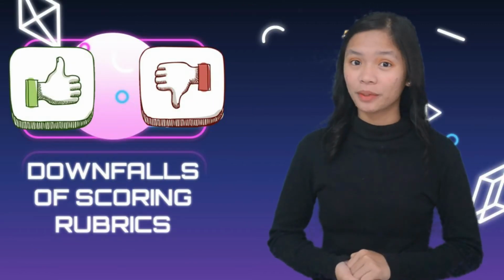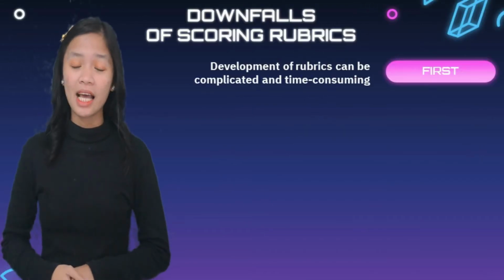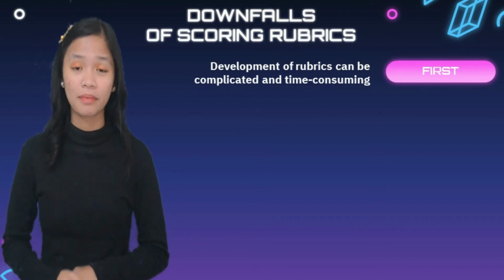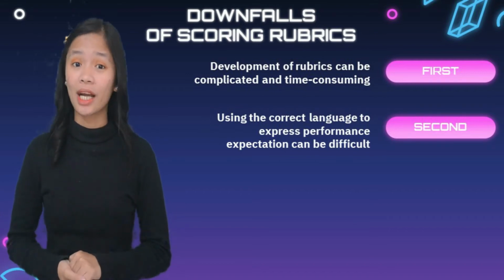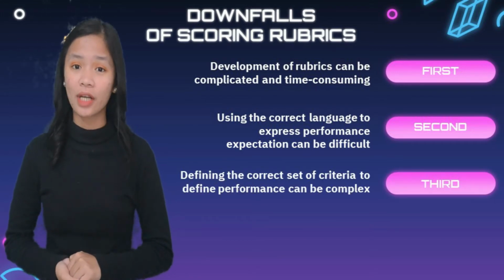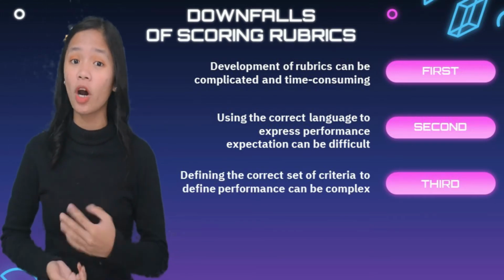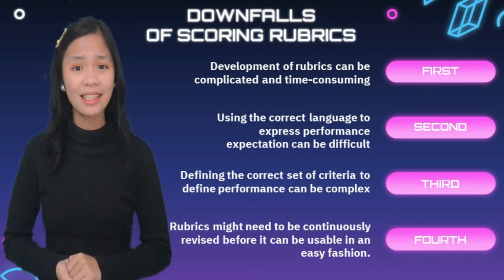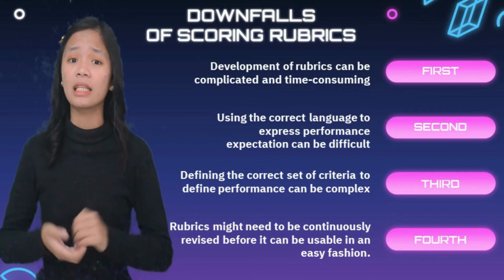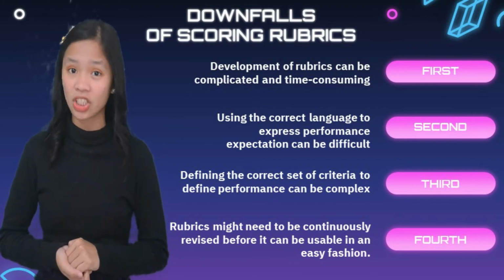Now, what are the downfalls of scoring a rubric? The downfalls of scoring rubrics are the following. Number 1, development of rubrics can be complicated and time-consuming. Number 2, using the correct language to express the performance expectation can be difficult. Number 3, finding the correct set of criteria to define performance can be complex. And lastly, rubrics might need to be continuously revised before it can be usable in any easy fashion.